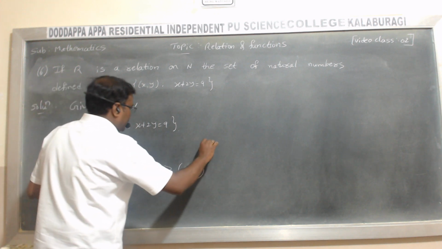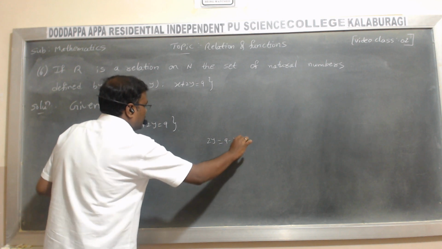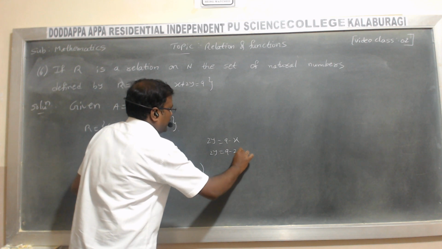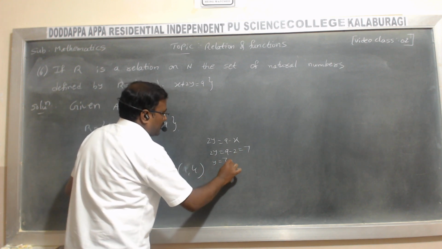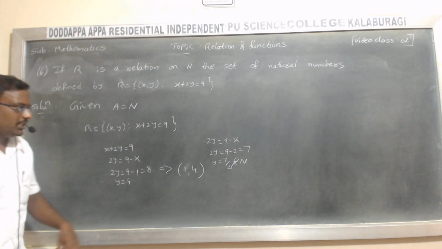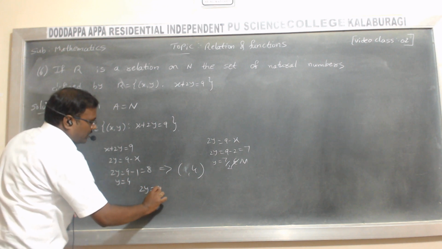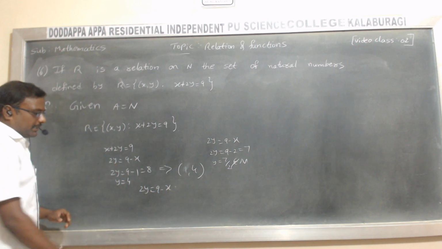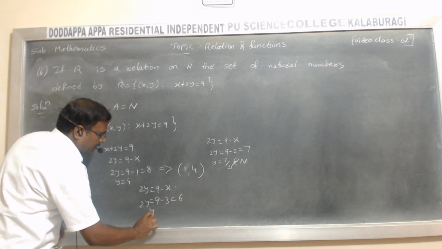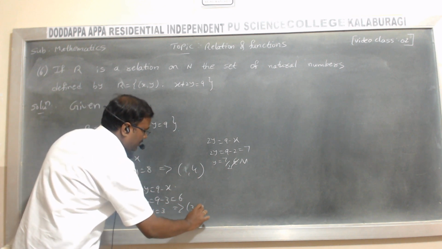Similarly, you can take the second one. 2y is equal to 9 minus x. If you put 2, we get 7. So y is equal to 7 by 2. It does not belong to natural numbers. So here there is no ordered pair. Similarly, take another one. 2y is equal to 9 minus x. If you put 3, we get 6. So y is equal to 3. It belongs to natural numbers. So that is 3 comma 3.